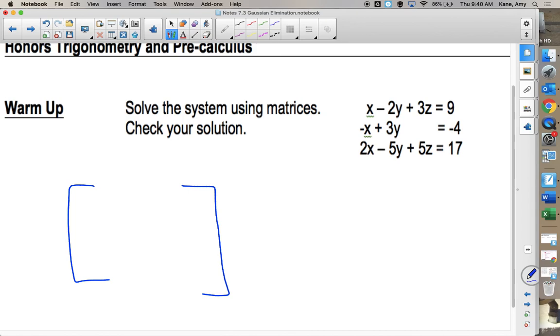Not even using the calculator. How would you set it up? Hannah.